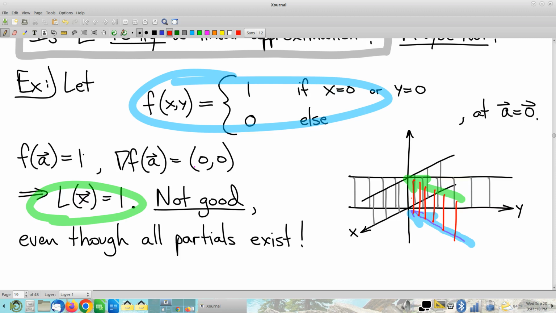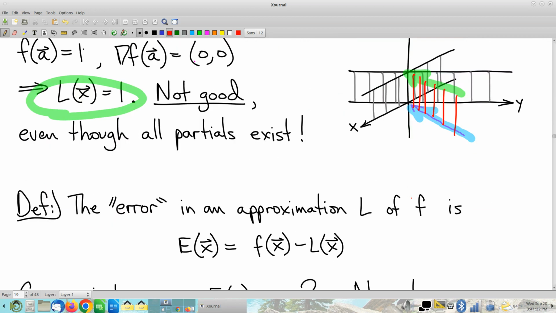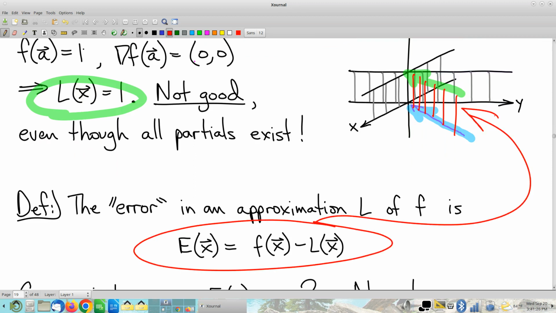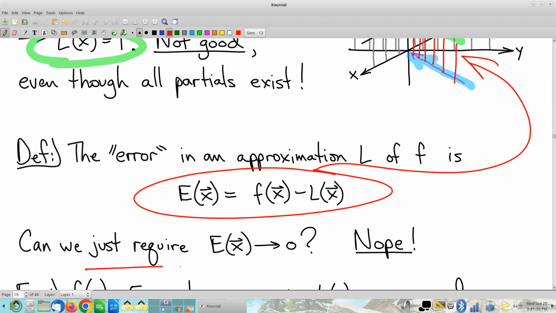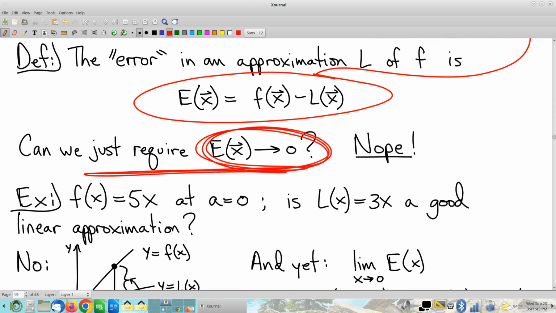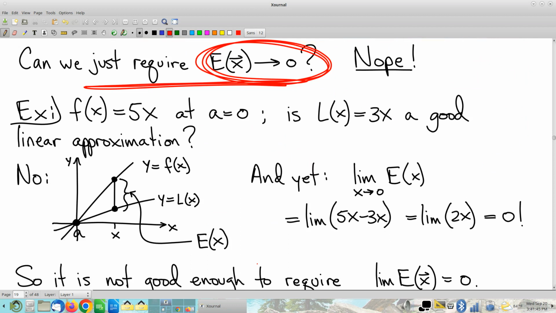Okay, so error, terrible. First thought then: my error that I'm looking at there in red, that's not approaching zero. Maybe we should require that the error approach zero. And would that be good enough, I ask rhetorically. I claim it's not. Here's why.